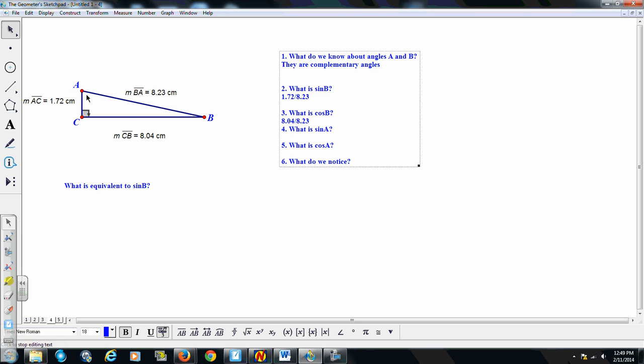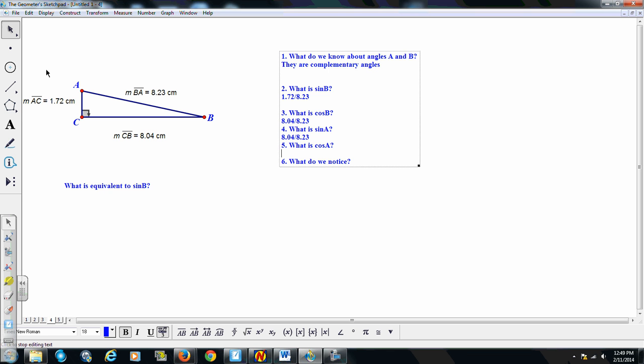So now we need to change our reference angle to reference angle A, and we need to look at this triangle from angle A's perspective. Well, we see that 1.72 now is not the opposite because it's helping make angle A. So we have to go across the triangle to see that 8.04 is the opposite because it is across from A. And the hypotenuse is still 8.23.